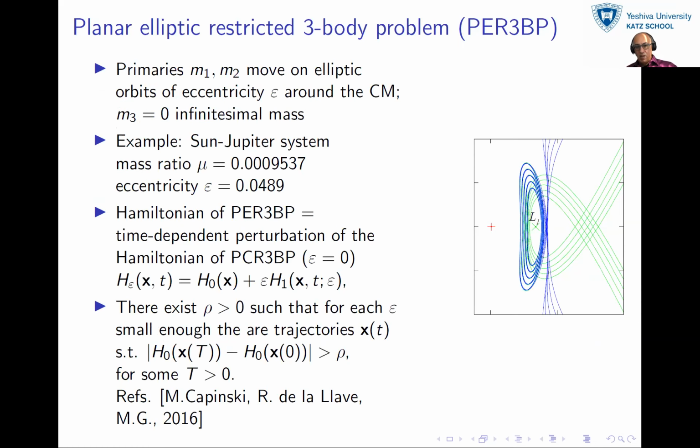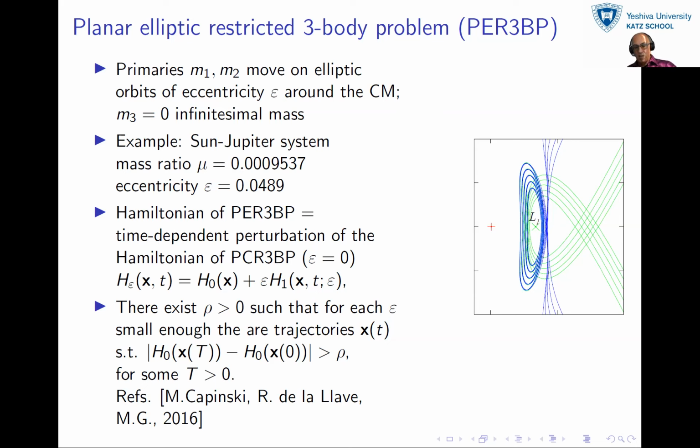So going back to the planar problem, what I started with was to say that the first method was the planar circular restricted three-body problem, which assumes that the motion of the planet around the sun is circular. This is a good approximation for some planets, for instance, for the motion of the Earth around the sun.